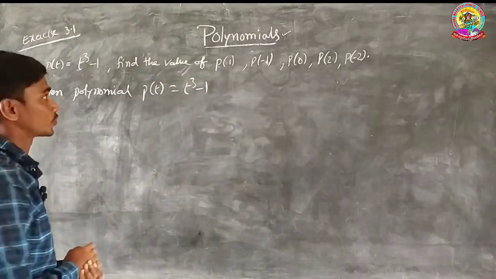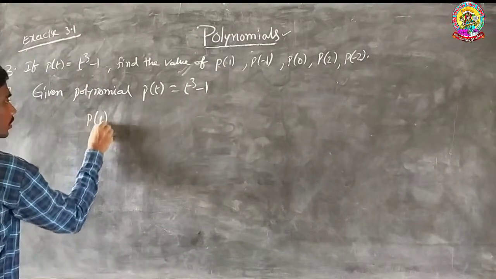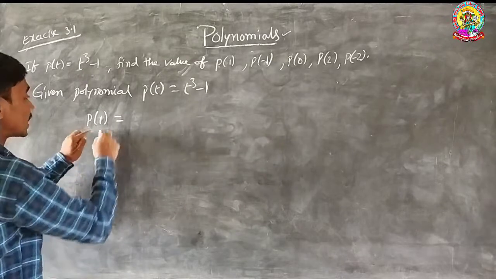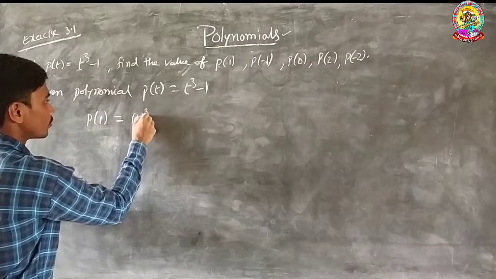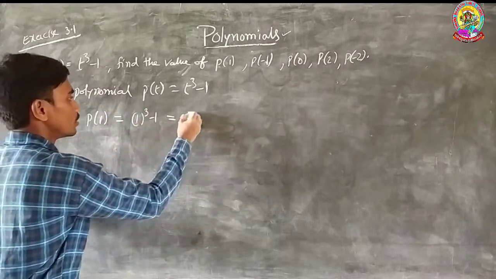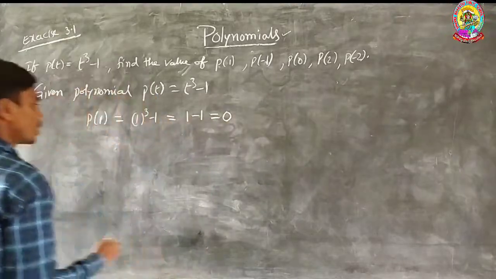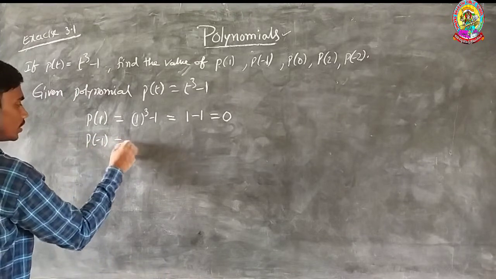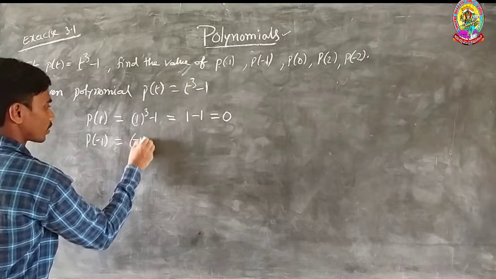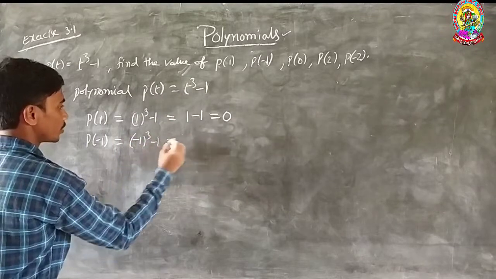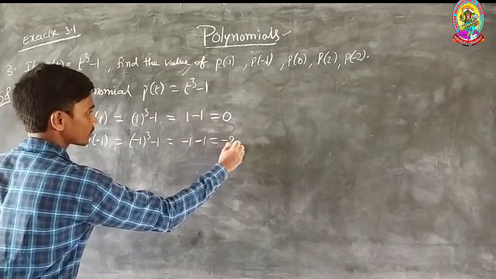Then find p of 1. P of 1 means instead of t you replace 1. 1 cube minus 1: 1 cube means value 1, 1 minus 1 is equal to 0. P of minus 1: introduce minus 1 instead of t in the polynomial. Minus 1 cube minus 1. Minus 1 cube value is minus 1. Minus 1 minus 1 becomes minus 2.